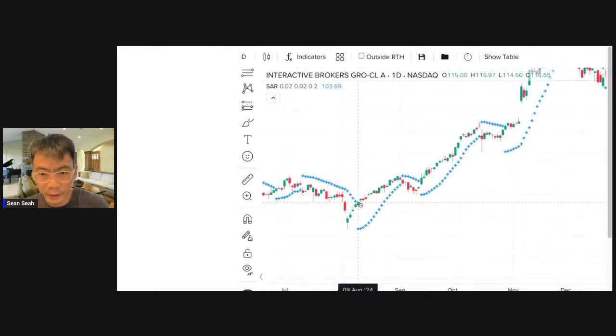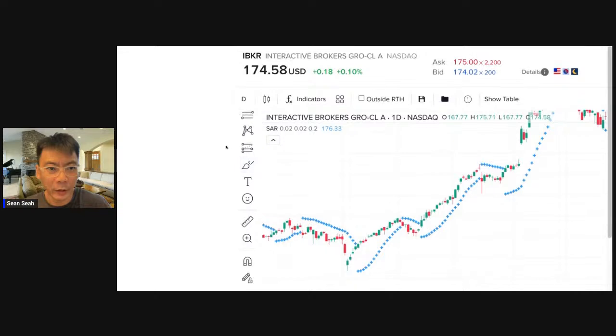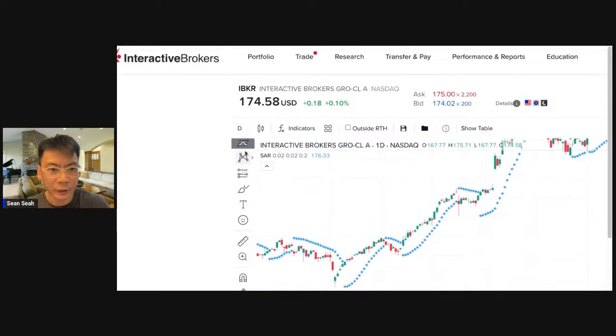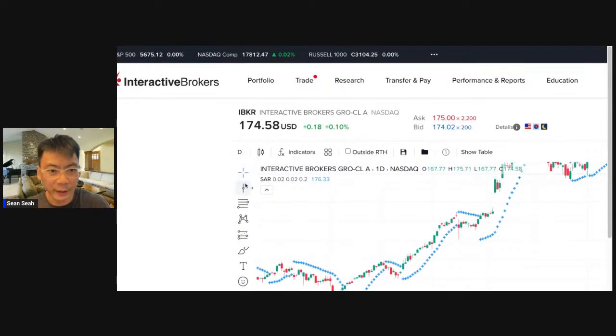So you can buy and then hold it, and then you sell here, because now the dots are above. When it's above the price, I mean the candlesticks, it means that there's a change in trend. There's a stop and reverse. So for example, if we have bought in based on Parabolic SAR, it will look like this, if you are using this as an exit.